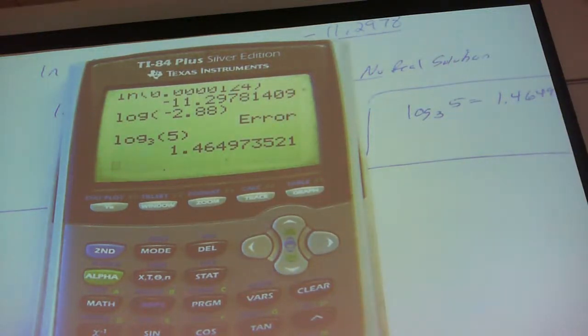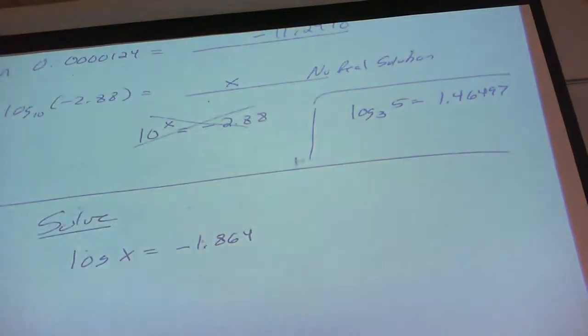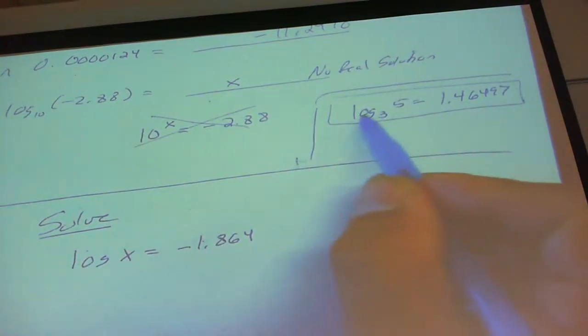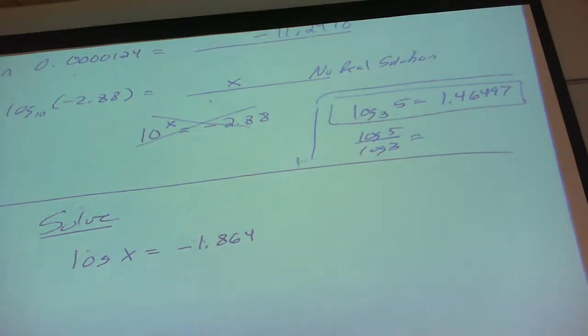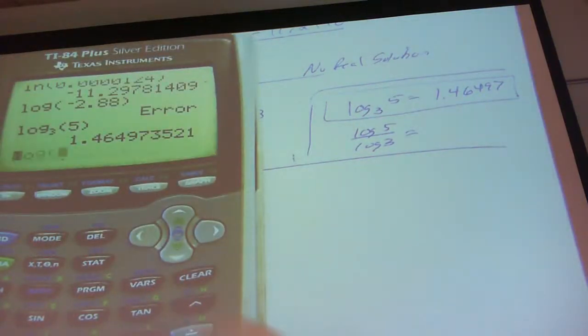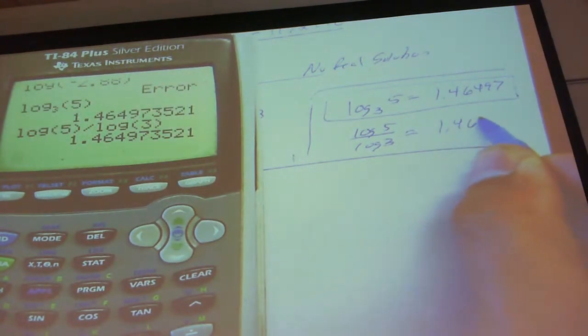1.46497. Now, if you don't have it, it's really not a big deal, because there's a change of base formula. So if you don't have that in the calculator, this can also be written as log 5 over log of 3. It's just another way to write it. And if you put log of 5 divided by log of 3, you get the same answer.